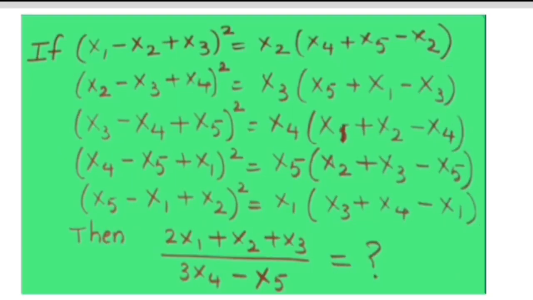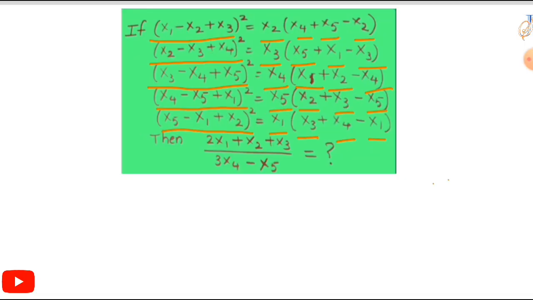In the given set of equations, if you look closely, we can see that the second equation is essentially the first equation but shifted cyclically. This pattern continues for all the equations. See, x1, x2, x3, then x2, x3, x4, and x3, x4, x5, and 4, 5, 1, 5, 1, 2. These equations follow a cyclic pattern. How can you solve this?